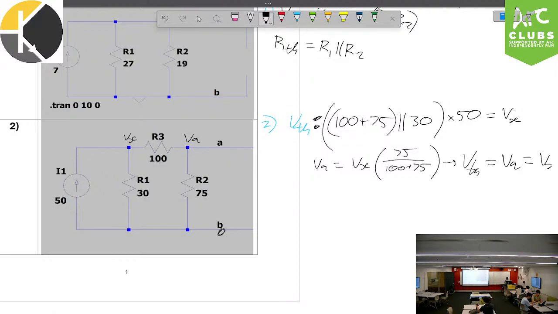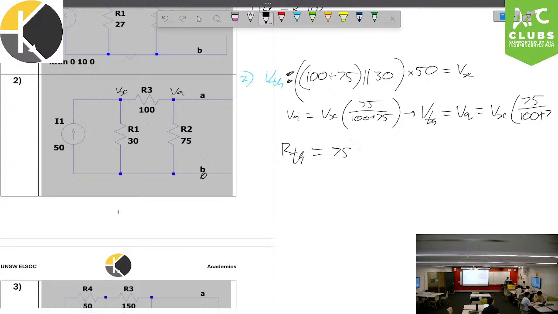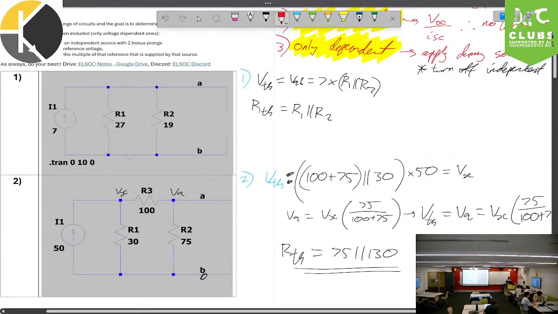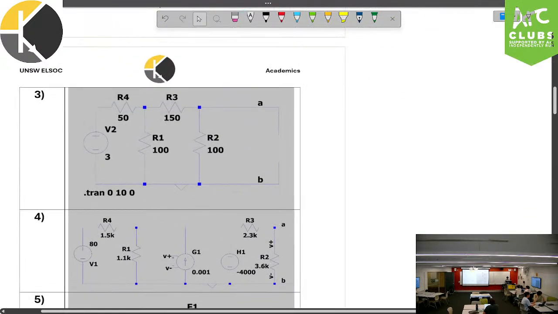I'm going to keep that as VA. And so, our R Thevenin is going to be equal to 75 parallel 130. Bam. This is method 1. Okay? Method 1, up here, we can use method 1 as well. We're going to move on to question 3. A lot of these are just going to be method 1, just so we get a fair bit of practice.